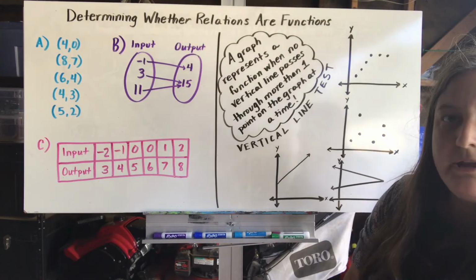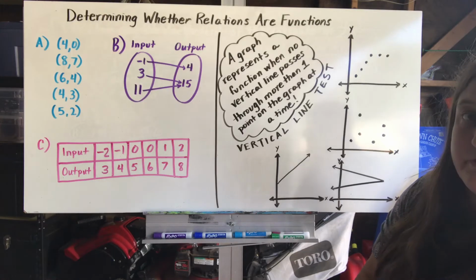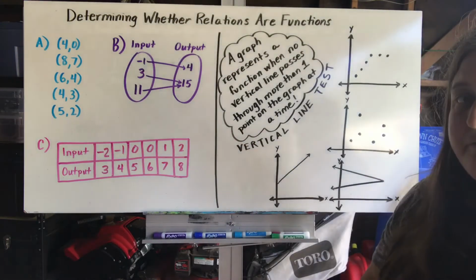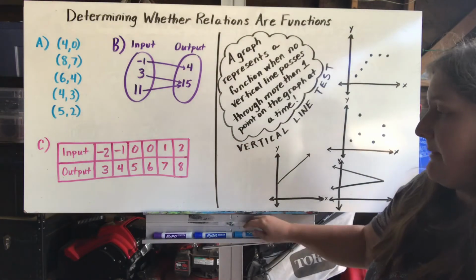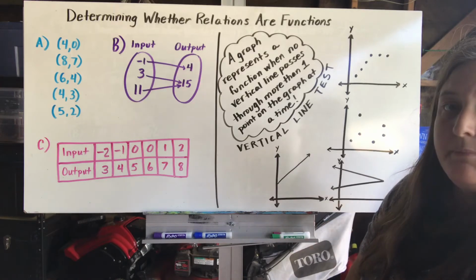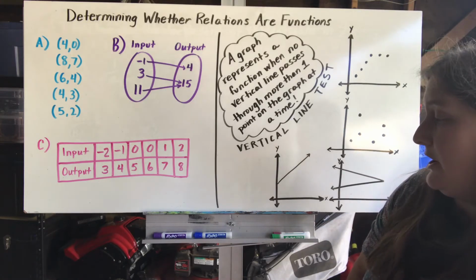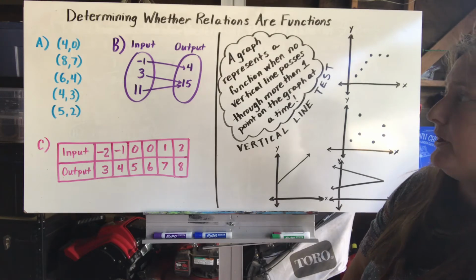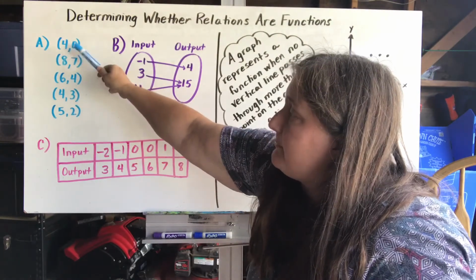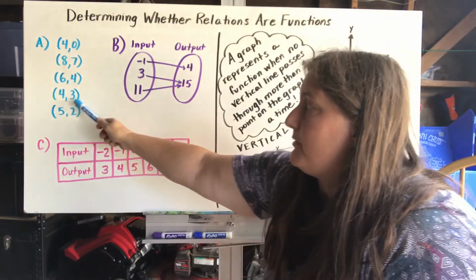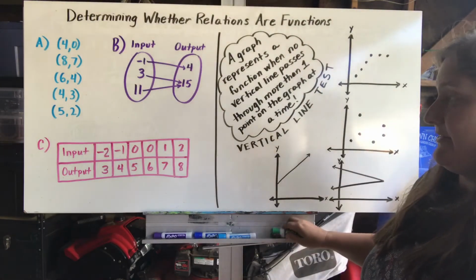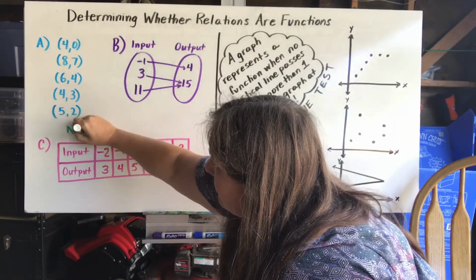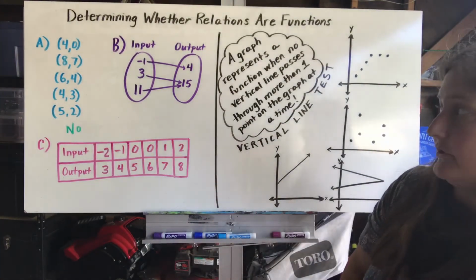All right, so we're going to be determining whether relations are functions here. So they've given us a couple examples. We're going to start over here with example A. So we have a bunch of ordered pairs. And remember, in order for it to be a function, we have to have every input paired with exactly one output. So in this case, I've got the input of 4, and I see it twice, and it's paired with 0 as an output, and it's paired with 3 as an output. And that means that this guy is not a function. So no, that one is not a function.